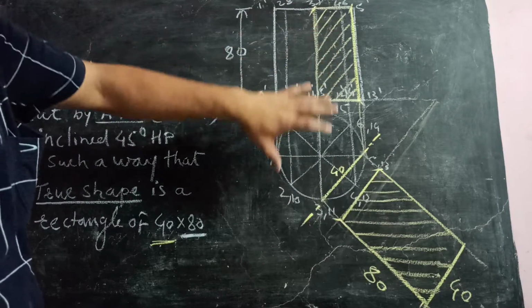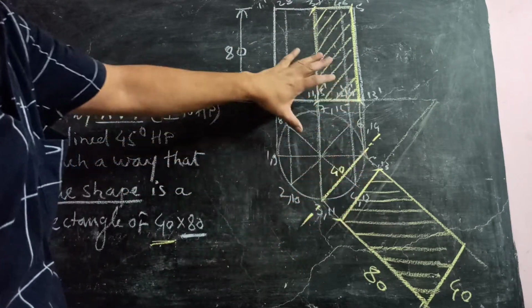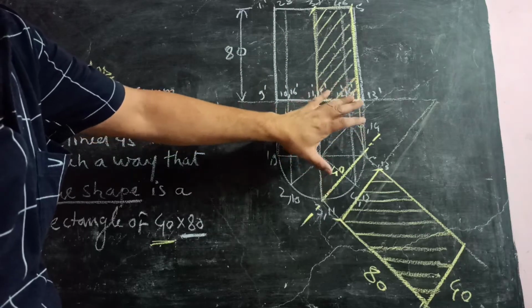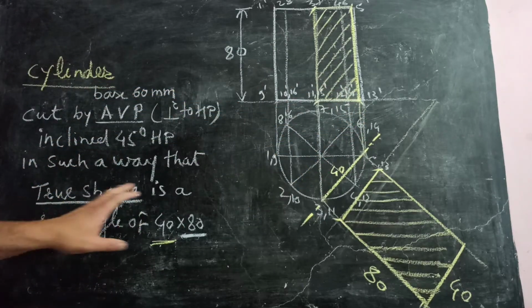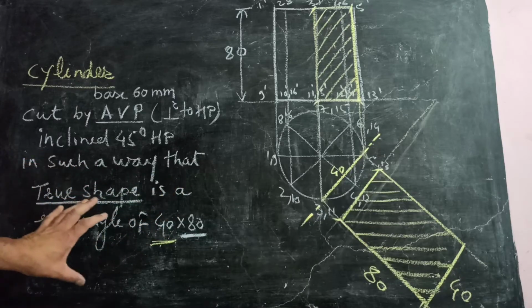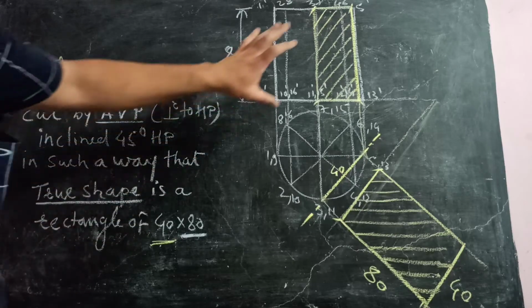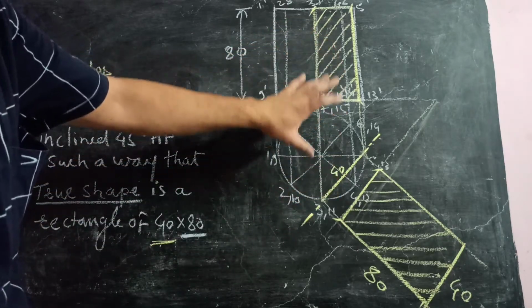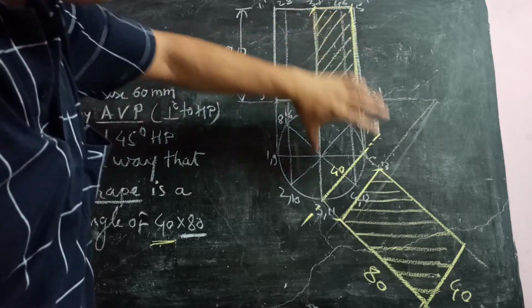It is as simple as that. It hardly requires some 4-5 minutes to draw, but it can score 6 to 7 marks for you. Sometimes the true shape of the section is given. We will see more problems on this in cone, in cube, or in prism, cylinder. This is one of the problems always asked in the cylinder, that the true shape of the section is a rectangle of 80 by 40.